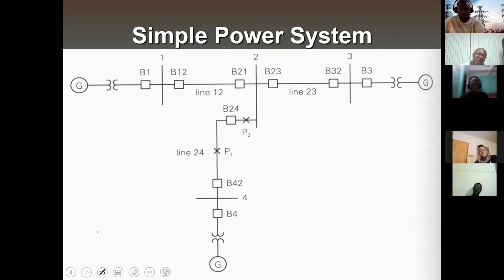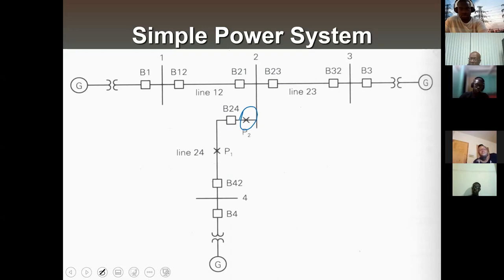So if I have a fault here at P2, yes? What would you expect to operate? Which breakers would you expect to operate? Sir, would that be B21, B23, and B24? Yes.